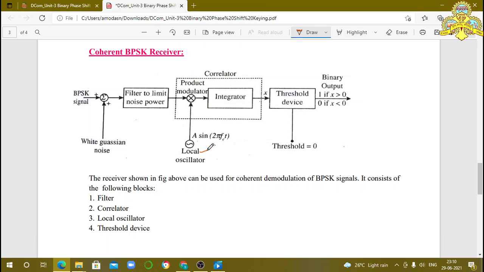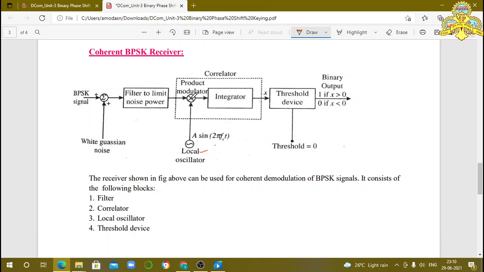Here, the oscillator used on the receiver side generates the exact replica of the carrier frequency. That oscillator is called a local oscillator. The local oscillator frequency should be the same as that of the carrier frequency. That signal is A sin 2 pi fc t.